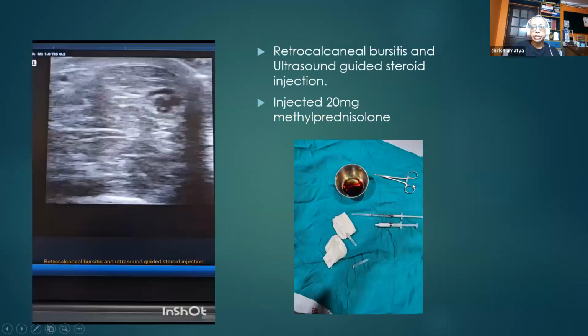So this is the picture of one pathology known as retrocalcaneal bursitis. If this video plays, I would like to show you the picture of the procedure. I basically want to show you the importance of musculoskeletal ultrasound in diagnosing the disease, the role of the anatomical landmarks that you have to follow, and the precise delivery of the drug into the pathological part. So this is the video of retrocalcaneal bursitis diagnosis, as well as ultrasound guided injection of the drug.